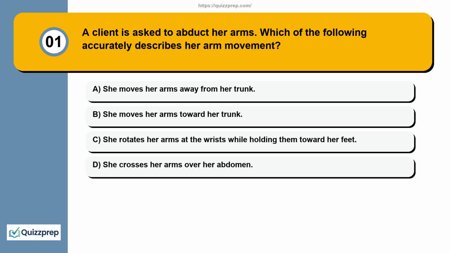Question 1. A client is asked to abduct her arms. Which of the following accurately describes her arm movement? She moves her arms away from her trunk. She moves her arms toward her trunk. She rotates her arms at the wrists while holding them toward her feet. She crosses her arms over her abdomen.